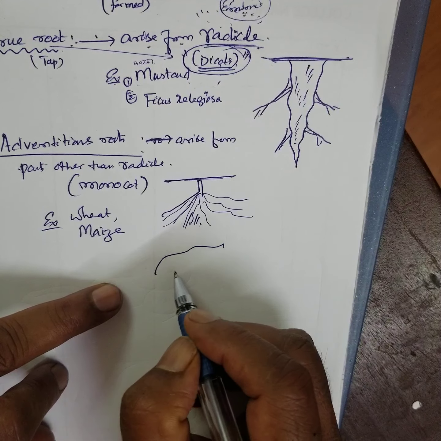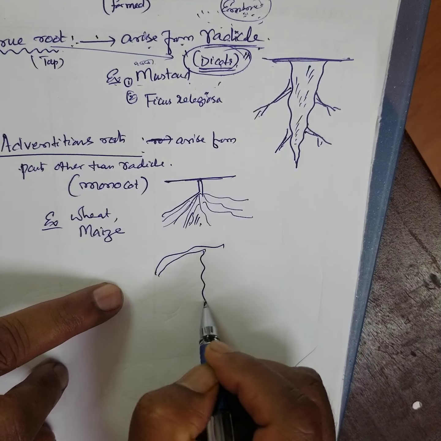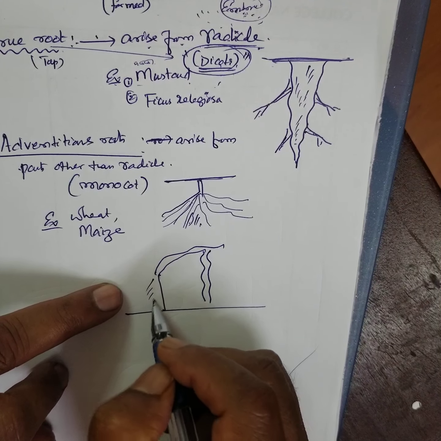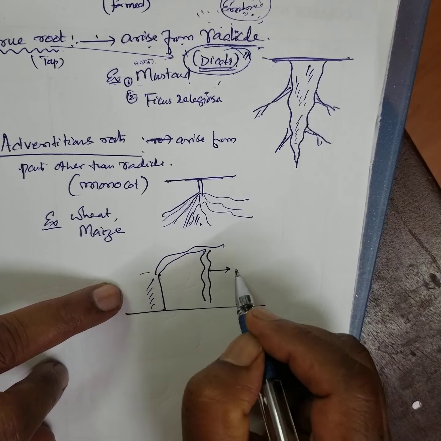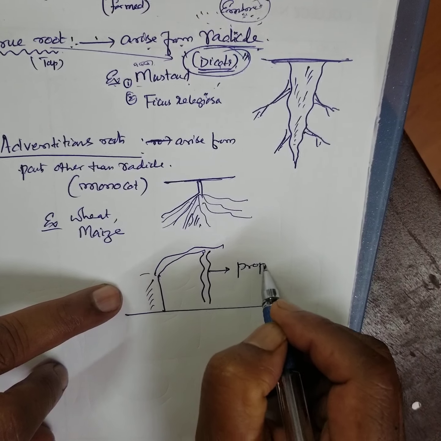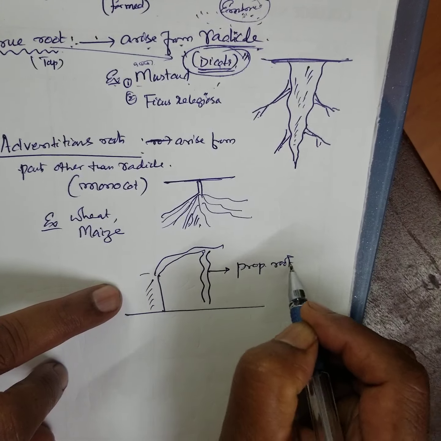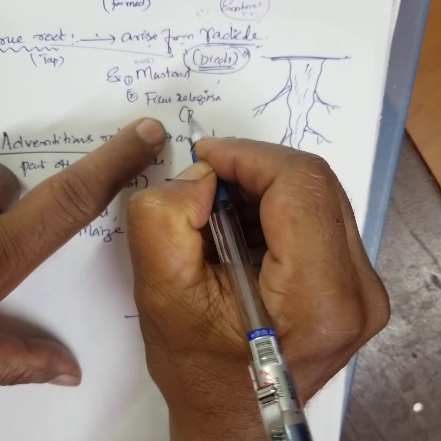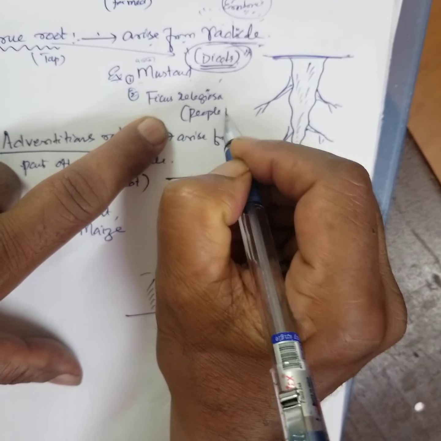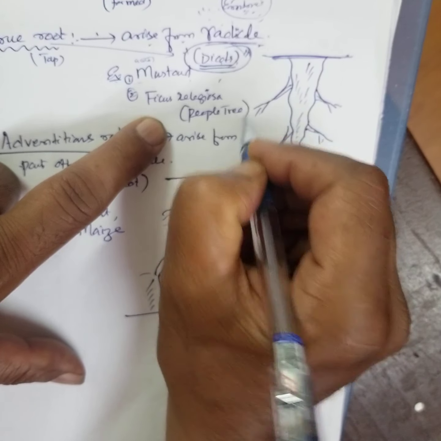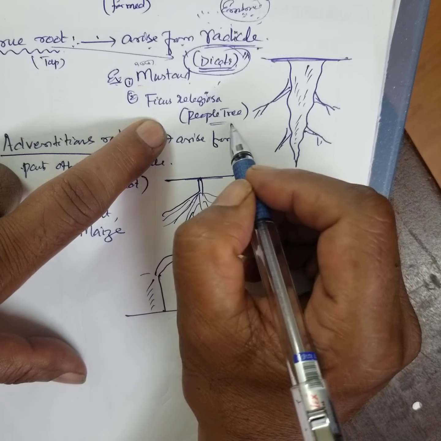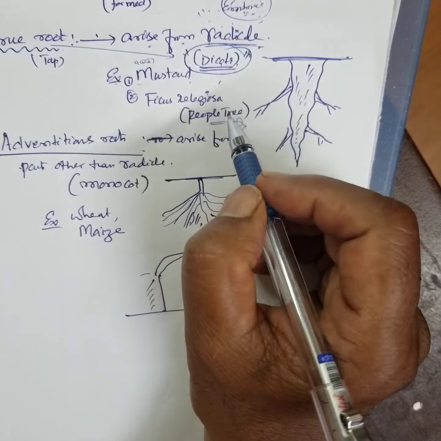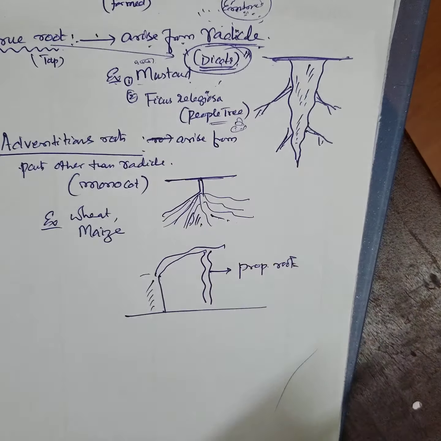And the banyan tree, do you remember? You get one type of root there. What type of root is this? They call it a prop root. I'll discuss it after some time. Here the Ficus tree is called the people tree. Buddha got knowledge by meditating under this tree.